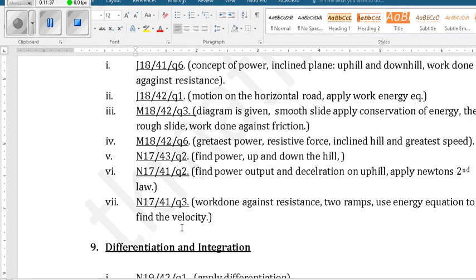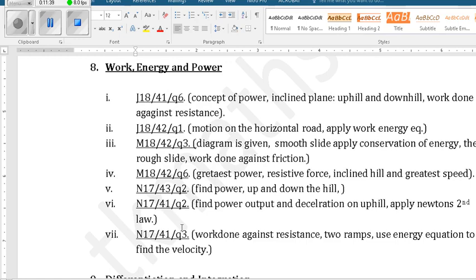Now work, energy and power. So up and down the hill, 2 ramps, energy equation, concept of power on the horizontal road, diagram is given, then what to do. So different variety. So you can see what you need to practice and practice that particular question.